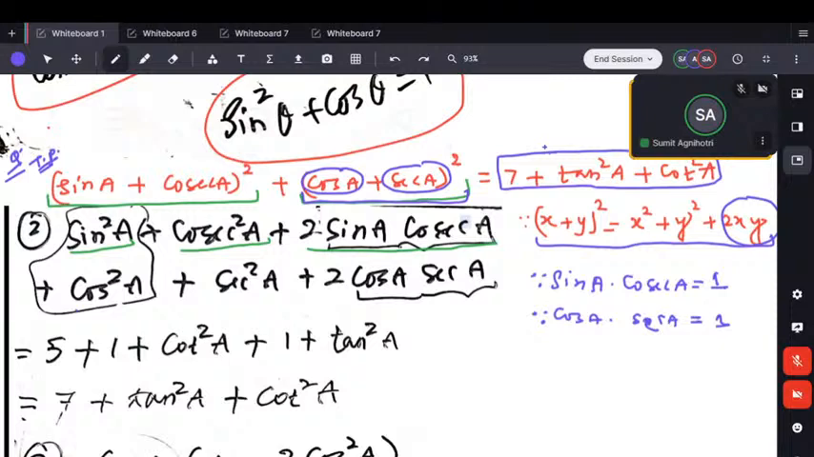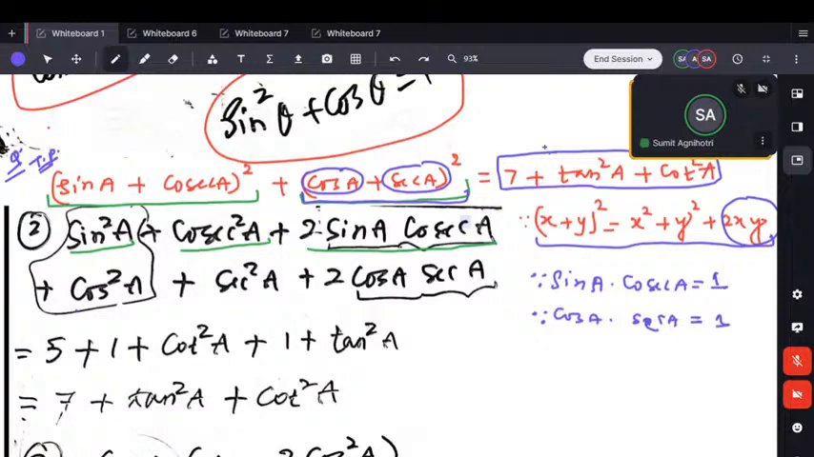The entire game is all about the identities. And you remember sec square A is 1 plus tan square A, that we have written. Now, this one becomes 2 and this 5 becomes 7. That's why 7 is here. Tan square is here, cot square is here, and this is actually the RHS that we want. You can see here in the RHS side, and hence we can say that it is proved.